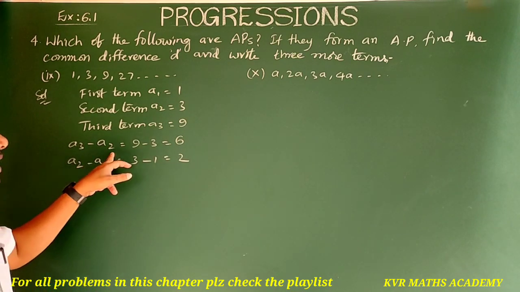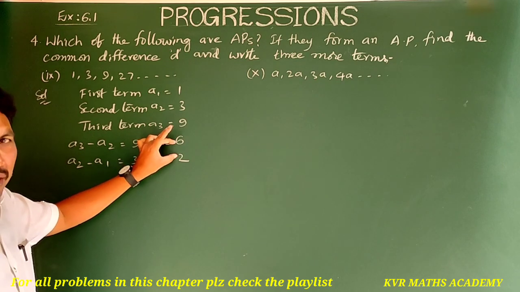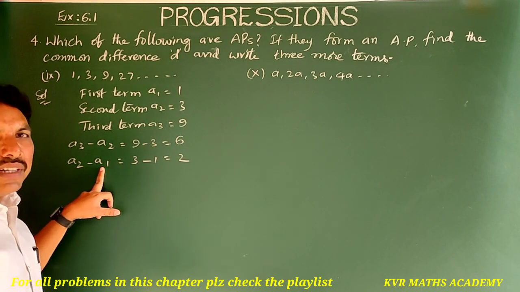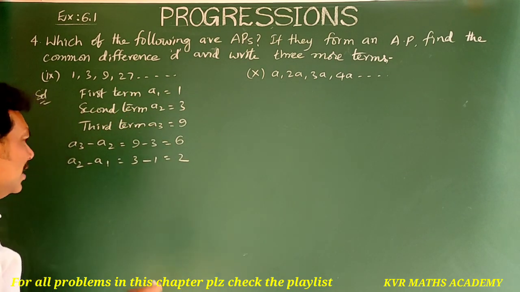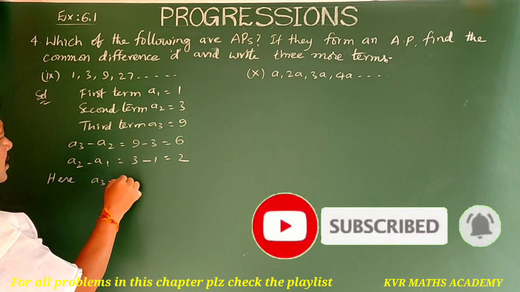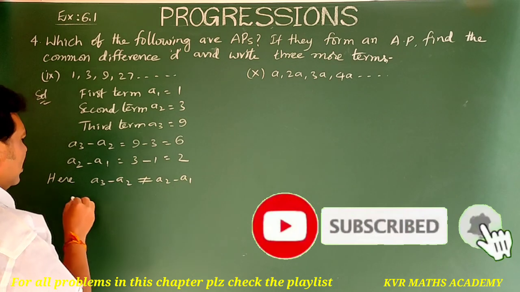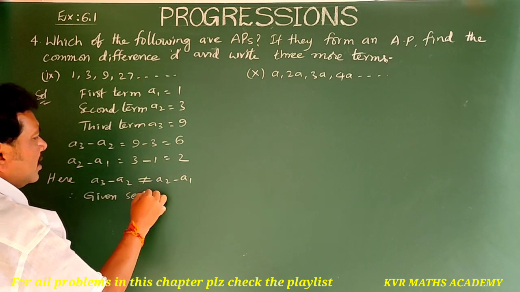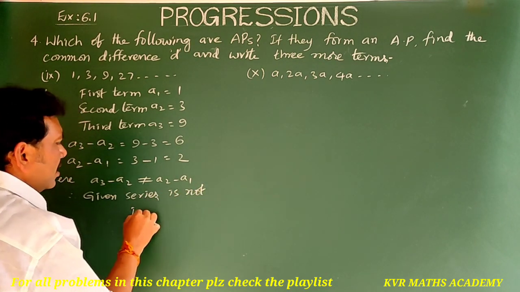Here a3 minus a2 is equal to 6 and a2 minus a1 is equal to 2. So both are not equal. So a3 minus a2 is not equal to a2 minus a1. That's why the given series is not in AP. Write down: here a3 minus a2 is not equal to a2 minus a1. Therefore the given series is not in AP.